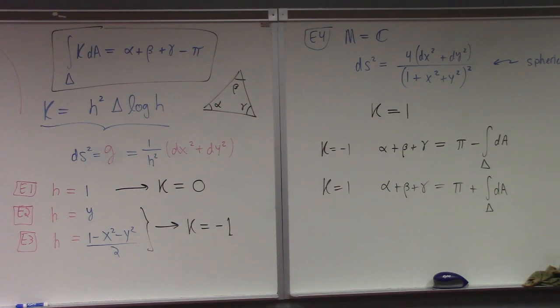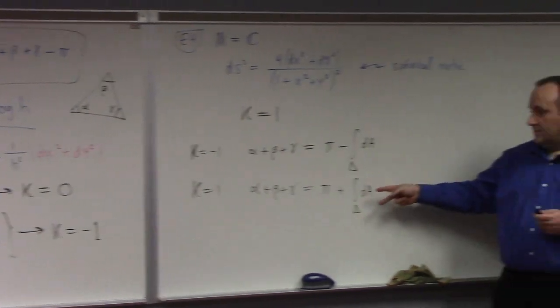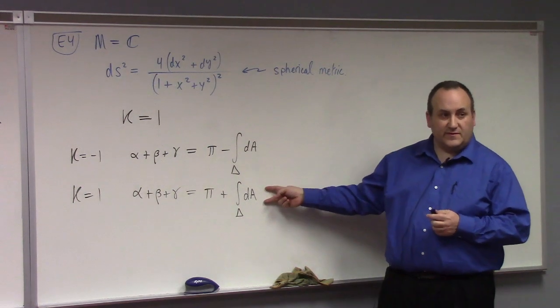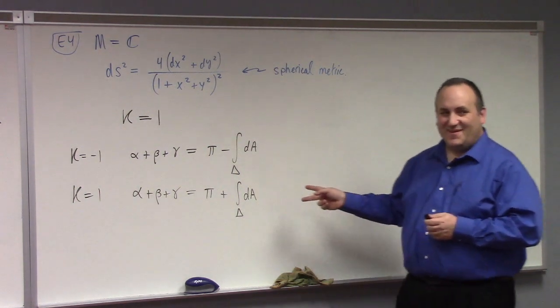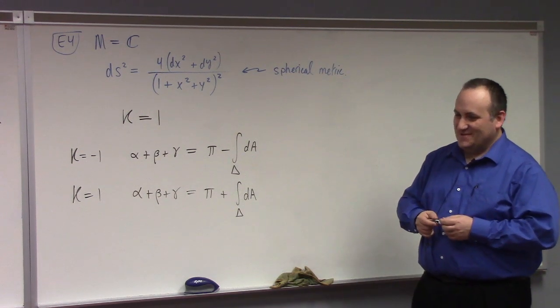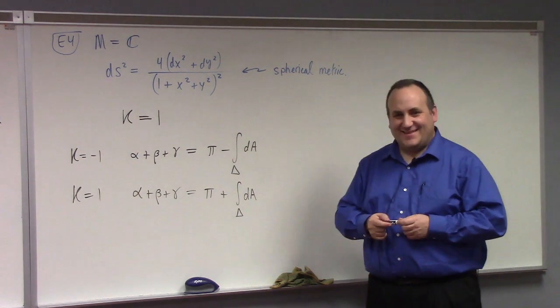This means that the sum of the angles in a triangle in a non-Euclidean geometry doesn't have to be 180 degrees. It could be less, it could be more. If it's less, you're in a hyperbolic geometry. If it's more, you're in a spherical geometry. Superbolic. That's not bad. I like that.